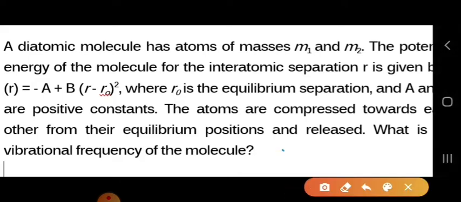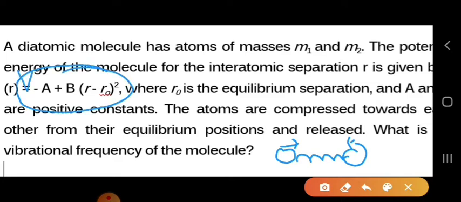It is saying that there are two atoms like this, with some atomic separation. Suppose you can consider a spring like this also. You just push it and release it, and their potential energy function V is given like this, where R naught is the equilibrium separation.